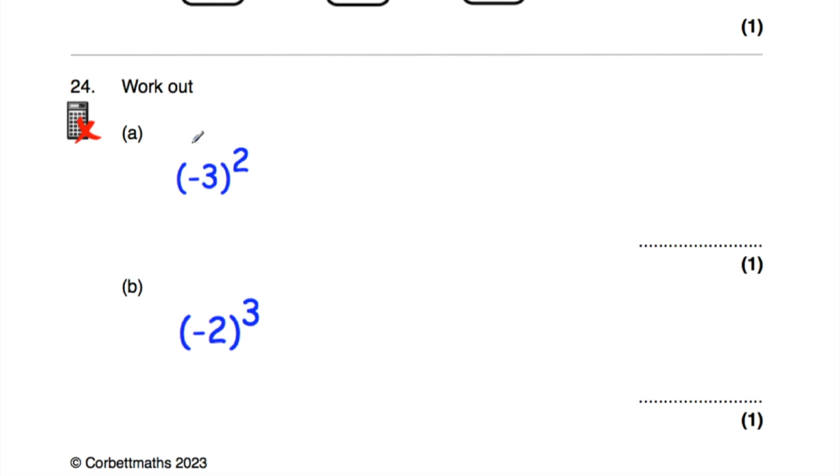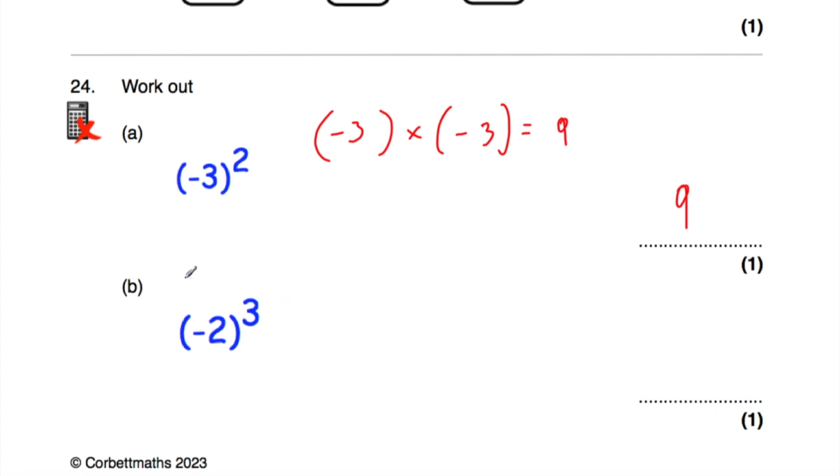Okay, let's have a look at question number 24. And A says to work out -3 squared. Now remember, squared means to multiply something by itself. So we've got -3 multiplied by itself. So that's -3 multiplied by -3. And a negative times a negative is a positive, and 3 multiplied by 3 is 9. So -3 times a -3 is 9. So that means that -3 squared is 9. And so if you square a negative number, you're going to get a positive answer. So -3 squared would be equal to 9.